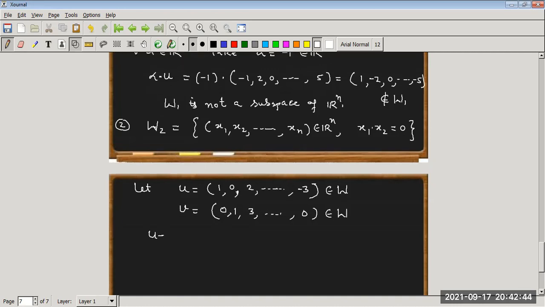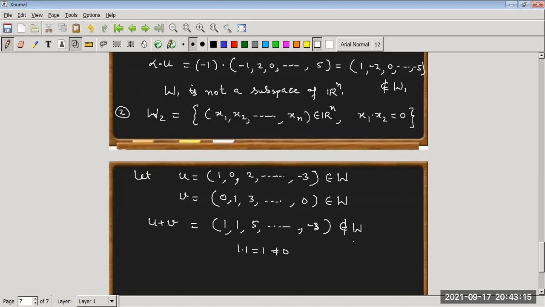Now U plus V must be in W. So what is U plus V? We first add 1 plus 0, this becomes 1, 0 plus 1, this becomes 1, 2 plus 3 becomes 5, and -3 plus 0 becomes -3. What we get is 1 times 1, which is 1, and this is not equal to 0. So the product of the first two entries is not equal to 0. So does this belong to W? No. So this does not belong to W.